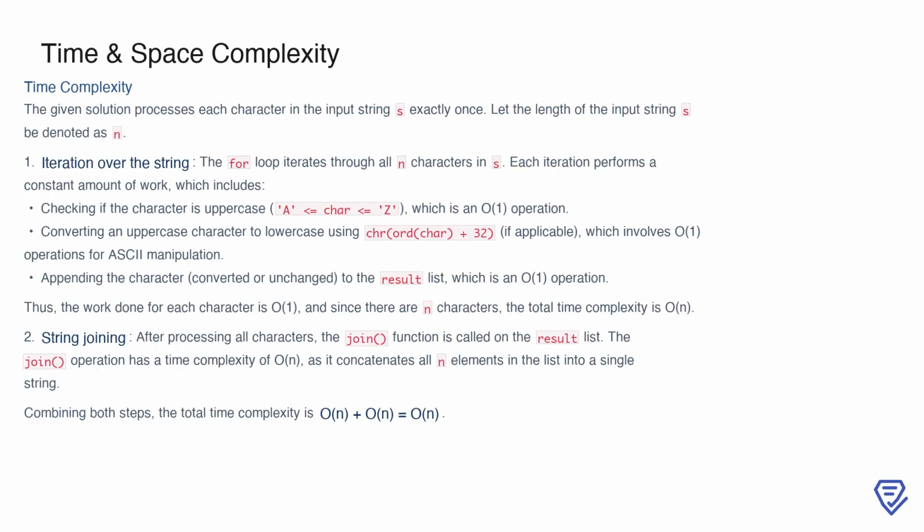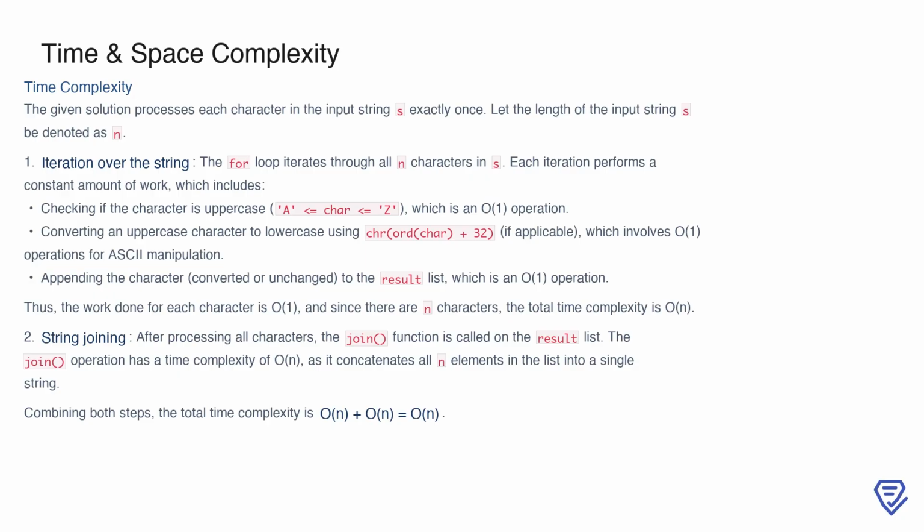When analyzing the time complexity of our solution, we observe that the algorithm processes each character in the input string exactly once. If the length of the string is denoted as n, the for loop iterates over all n characters. For each character, we perform a constant amount of work, such as checking if the character is uppercase, converting it to lowercase if necessary, and appending it to the result list. Each of these operations, including ASCII manipulation, happens in O(1) time.